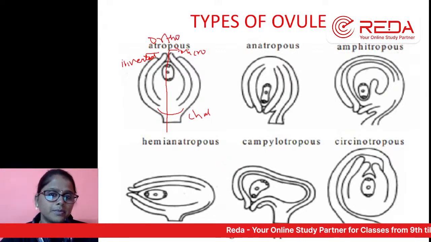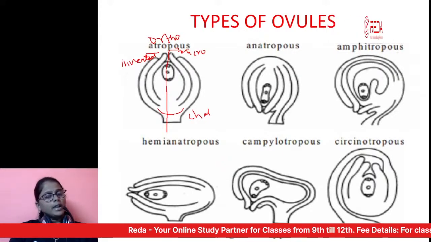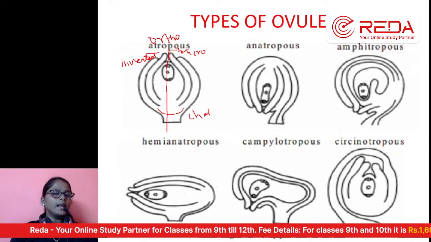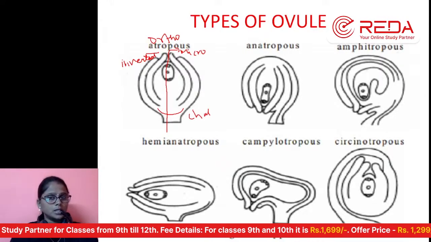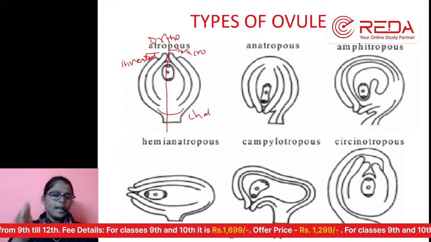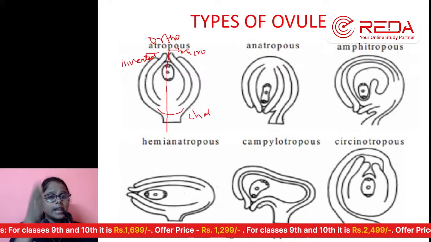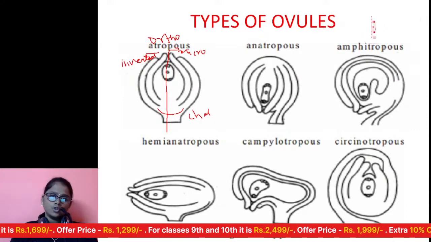So that is called atropous, or you can also call it orthotropous. Both are the same scenario. You can call it ortho or atropous. The micropylar end will be seen at the top and the chalazal end at the bottom. And all three structures, micropyle, embryo sac and chalaza, stand on a straight line. That is called ortho or atropous.